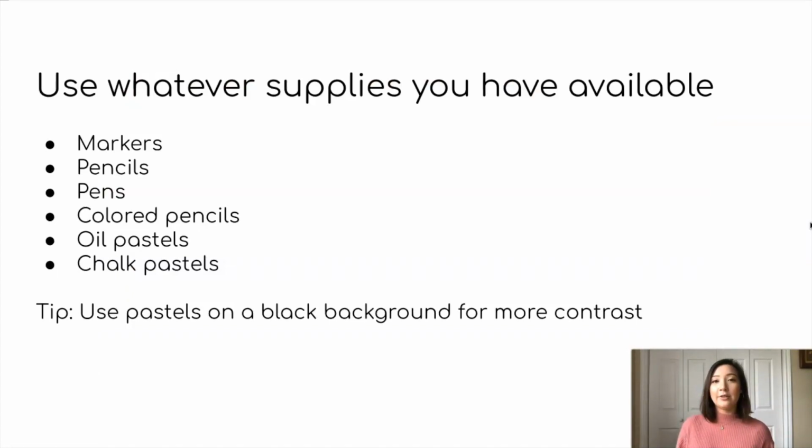So you can use whatever supplies you have available. You can use markers, colored pencils, pens, pastels. If you want to keep it black and white, you can just use a pencil and really practice your shading. Just a tip for you guys, if you're going to use pastels, you could try using them on a black piece of paper, and it'll have like a different look. It'll stand out. The colors will be more vibrant. If you don't have black paper, you could also get a piece of cardboard. If you have an old cereal box, you could get a piece of that, and then you could paint it black, and then on top of that, use your pastels.